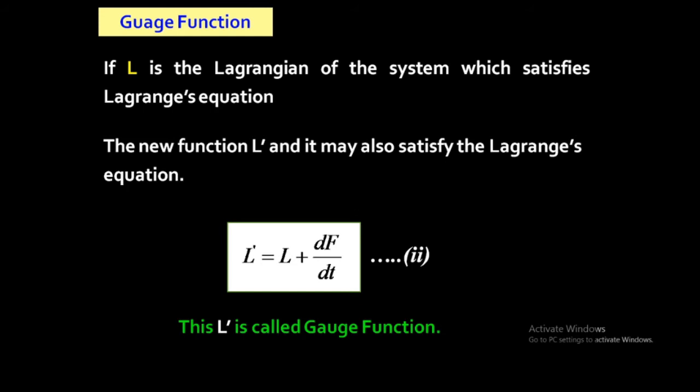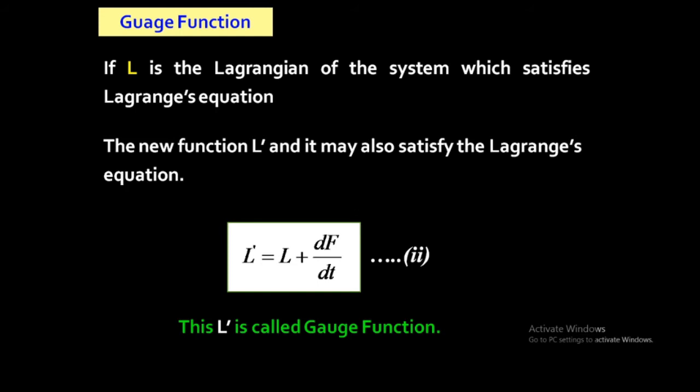Okay, so to define the gauge function, you have to write L dash is equal to L plus df by dt. First start with the arbitrary function f, then take the derivative of this arbitrary function and add it into the Lagrangian, that is L plus df by dt. The new function that comes is L dash. So L dash is equal to L plus df by dt, and it is called the gauge function. Equation number 2 represents the gauge function.